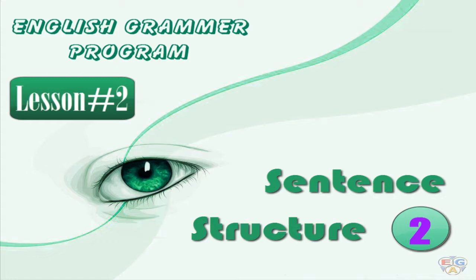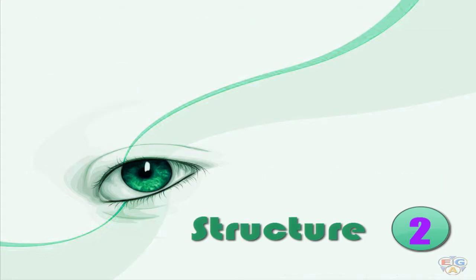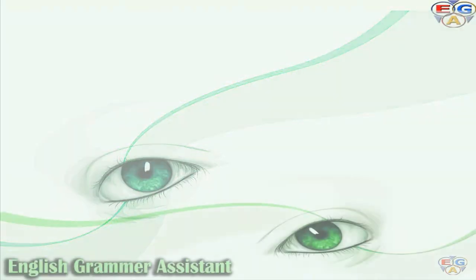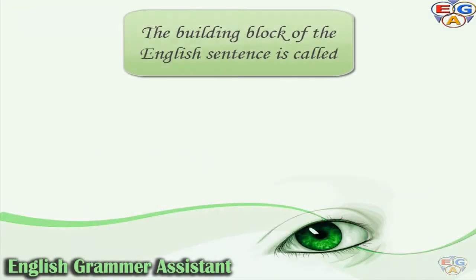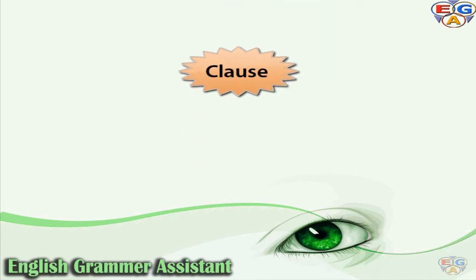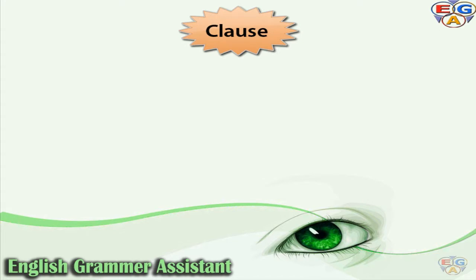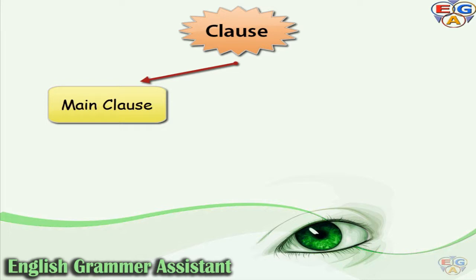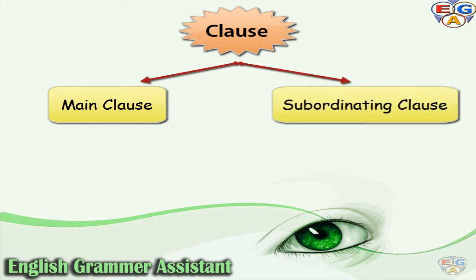Lesson 2. Sentence Structure 2. The building block of the English sentence is called a clause. There are two clause types. The main clause, also called the independent clause. The subordinate clause, also called the dependent clause.